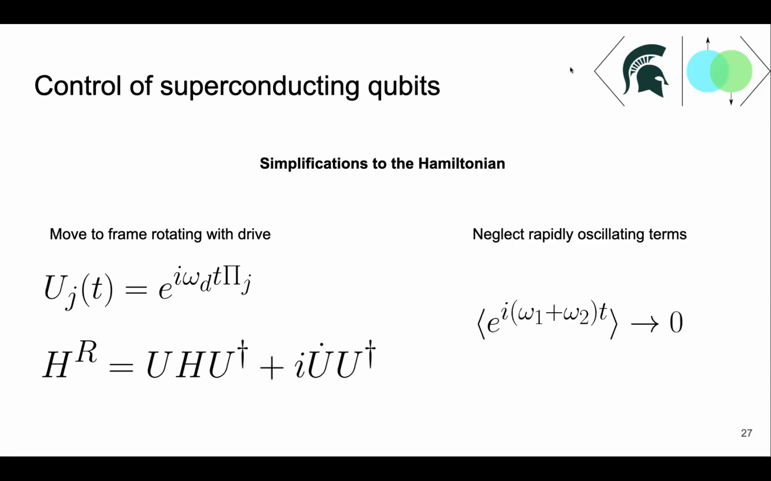And the second assumption we'll make is we'll neglect any terms that oscillate very quickly. So if we have any terms like e to the i (omega 1 plus omega 2) times t, we'll assume as we average over time, they oscillate fast enough that their average is 0. Okay, so any terms that look like this, we just sort of throw away. And this is called the rotating wave approximation, if you've heard of it.